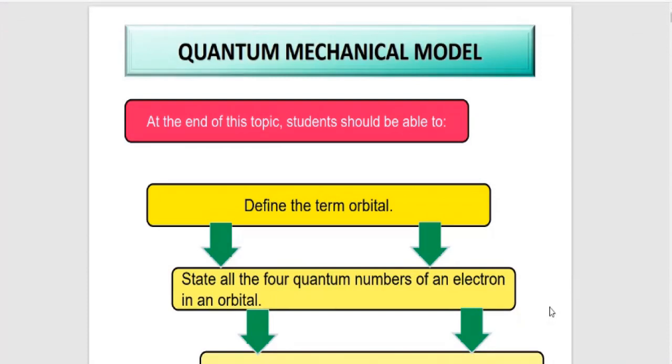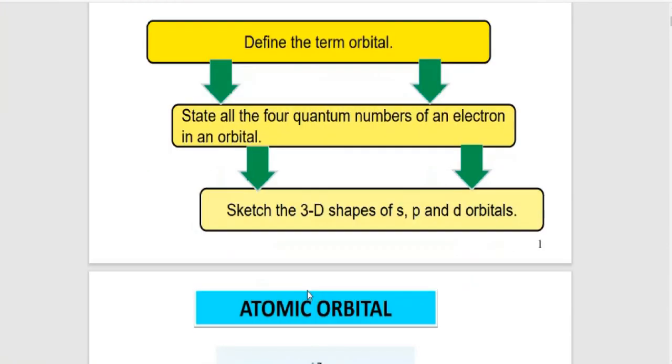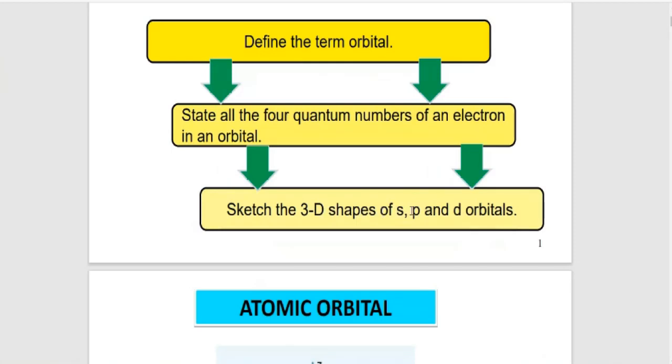Okay, now it's 3:30, so let's continue. Quantum mechanic model. We must know what the term orbital means and how to define orbital. Then there are 4 quantum numbers, which are N, L, M, S. We need to know what each one is. We must also know how to sketch the 3D shape of S, P, and D orbitals. There is one video special for this, how to draw the SPDF orbitals. So for the drawing, I want you all to just watch the video.